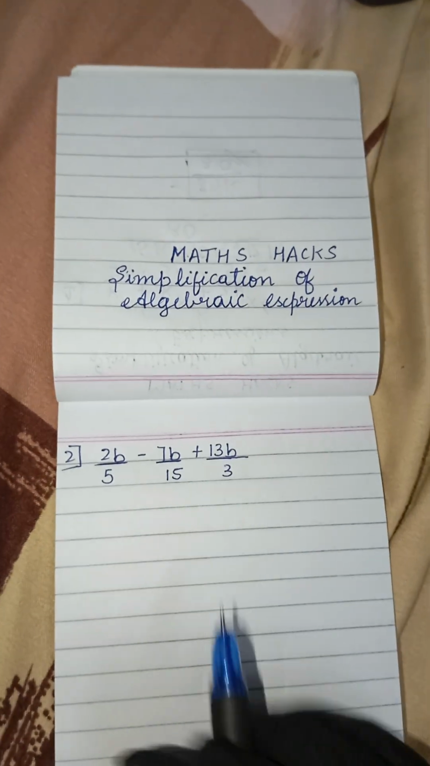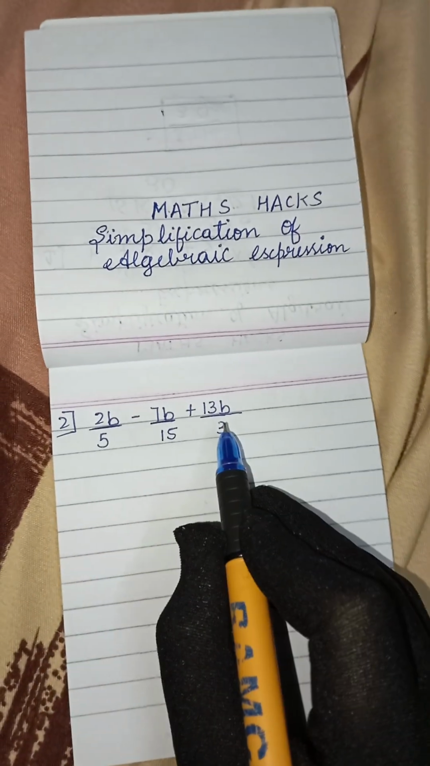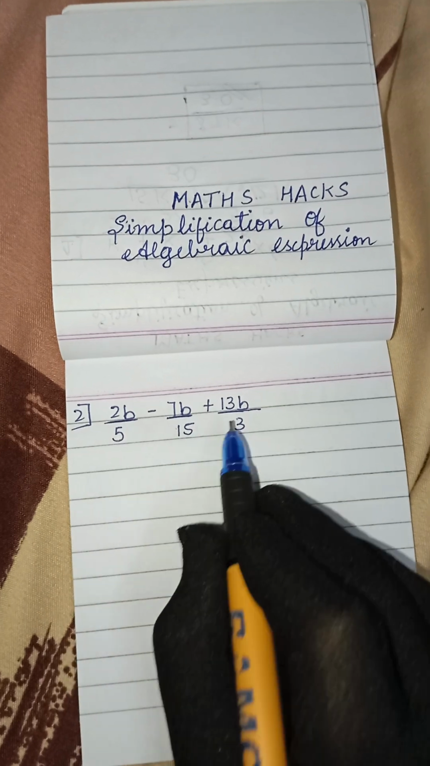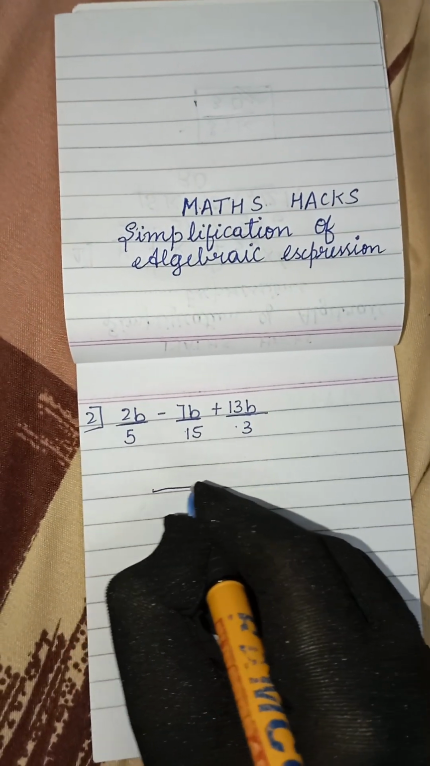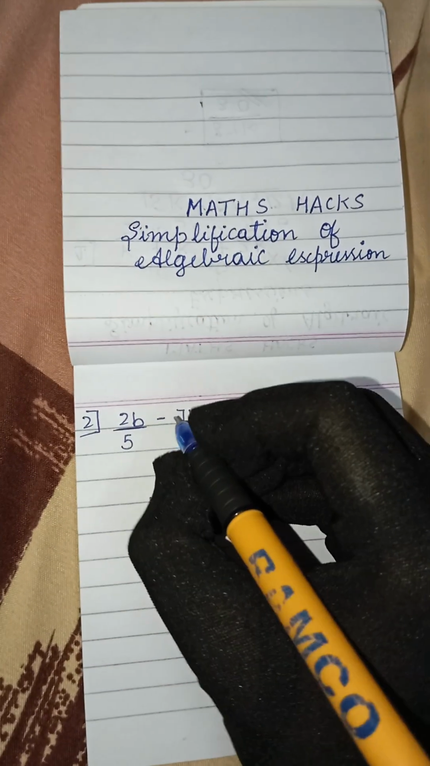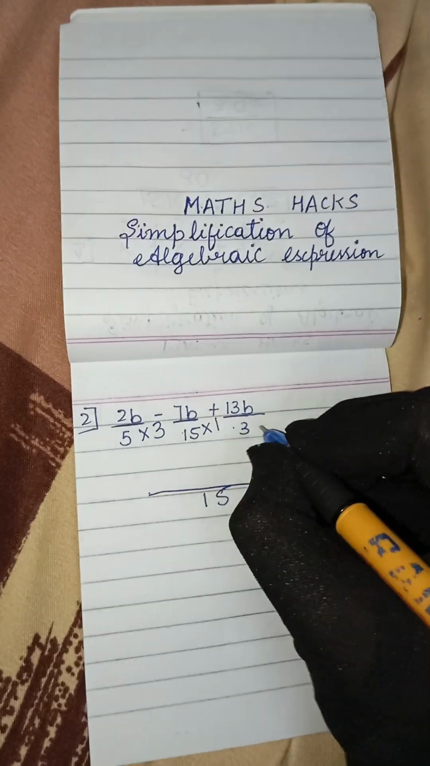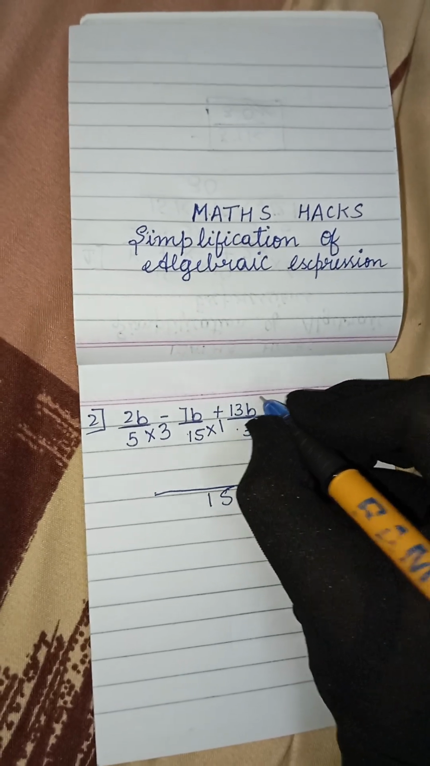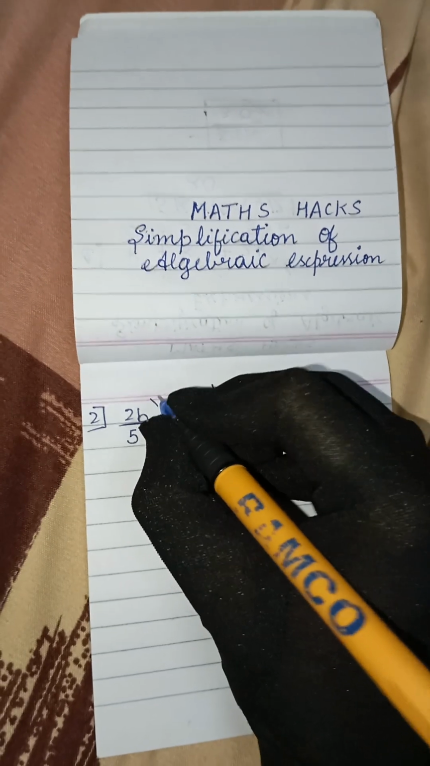So this is our second sum. The first step to solve this question is to find the LCM of the denominators. The denominators here are 5, 15 and 3. So the LCM is 15, right? So we'll put 15 here. 5 how much is 15? 5 3s are 15. 15 1s are 15, and 3 how much is 15? 3 5s are 15. We'll copy the same in the numerator: into 3, into 1, into 5.